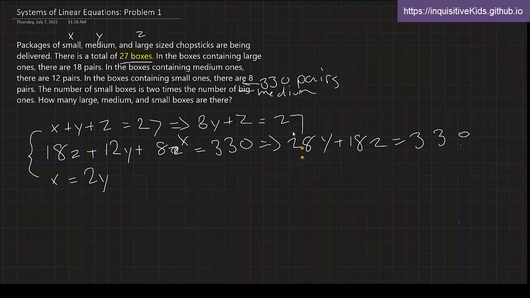So now what we have are two separate equations. 3y plus z is equal to 27. 28y plus 18z is equal to 330. Now, as you can see, we have already eliminated the variable x, and therefore we have two equations left. We already used up this equation. Okay, so let's see what we can do here.